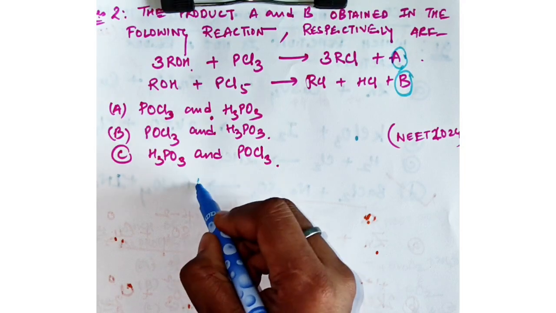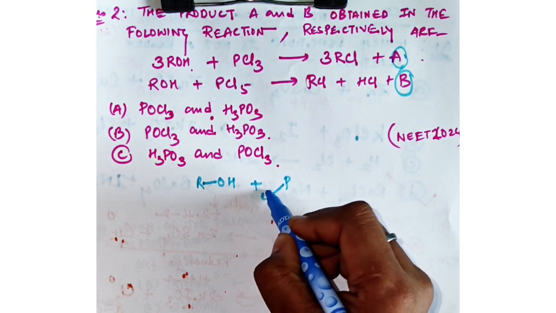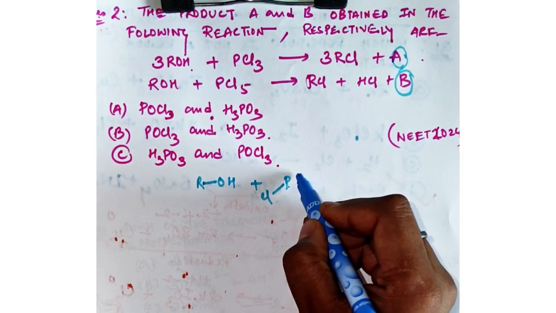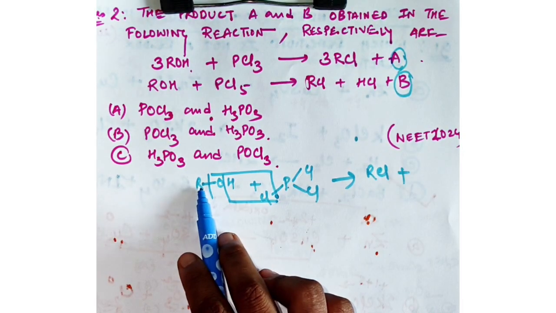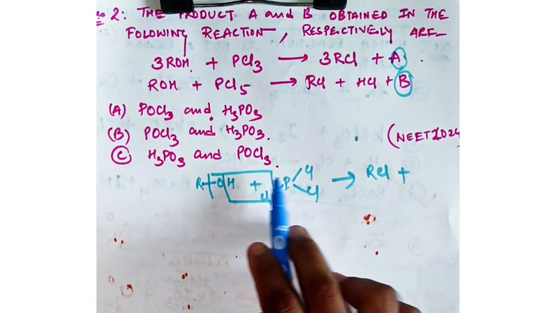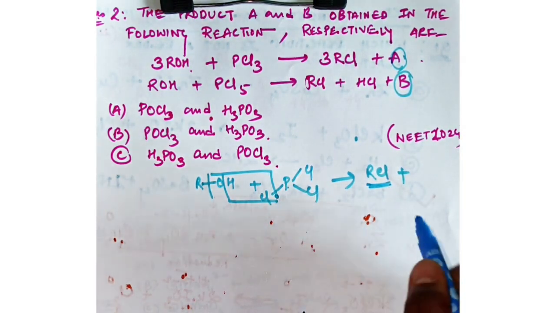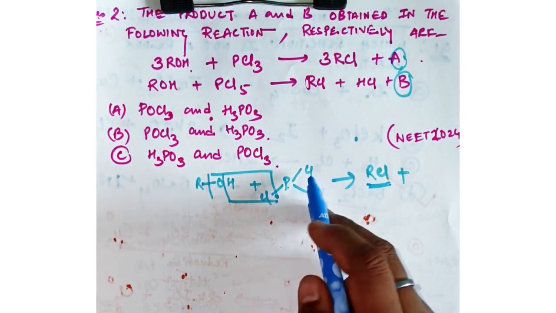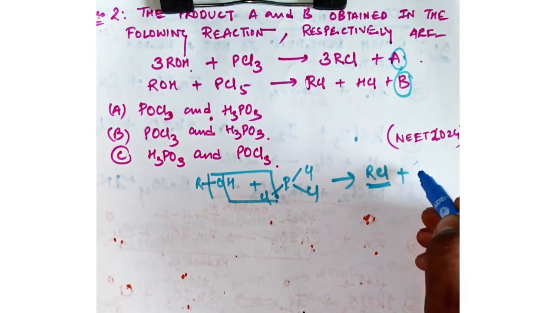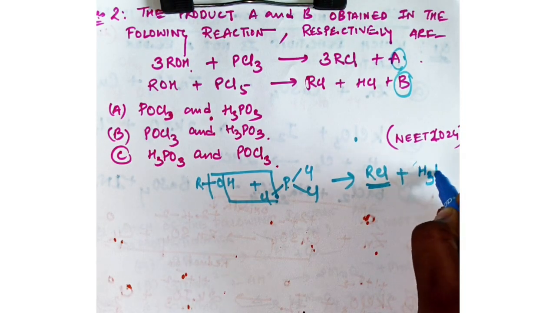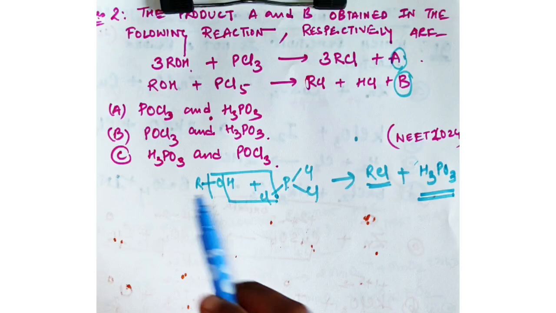So what happens when an alcohol, ROH, reacts with PCl3? Once the alcohol group reacts with PCl3, it gives you RCl, an alkyl halide. And then what will be the byproduct? The byproduct in this case is not PCl2; there is no molecule like that. So the byproduct here is phosphorous acid, that is your H3PO3. So number A will be your H3PO3.